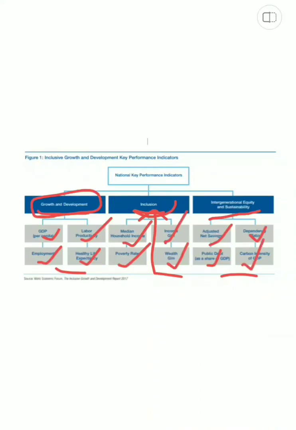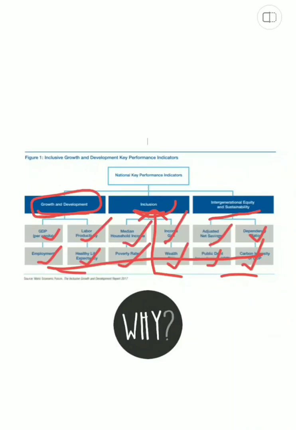After all these four things, the 12 indicators, we will see that the Inclusive Development Index has come out with its ranking. Now we'll have to see why is it required.